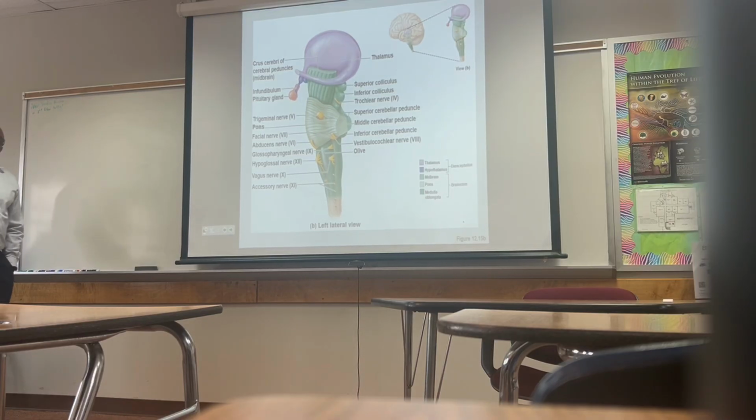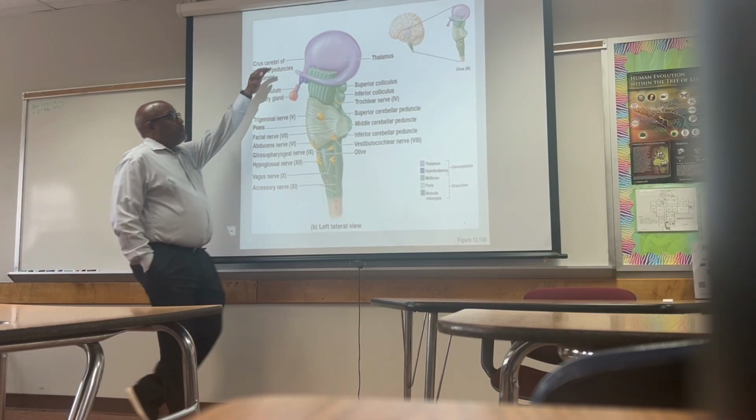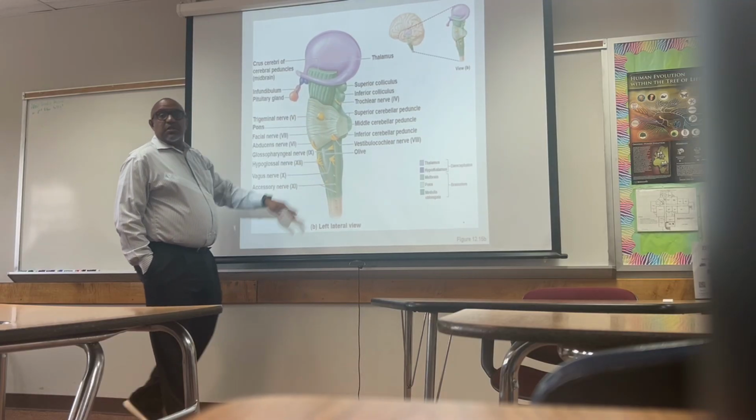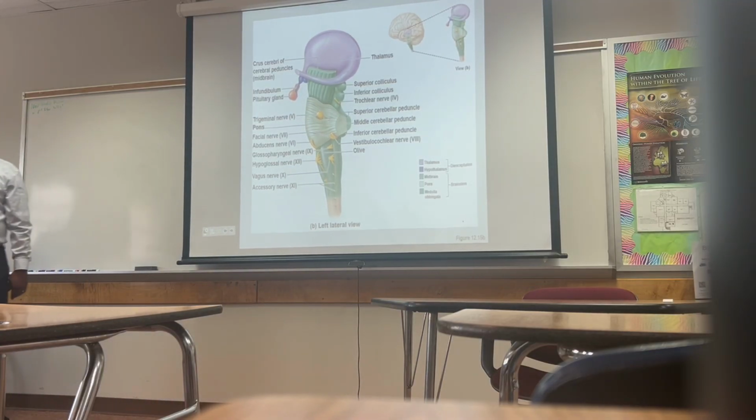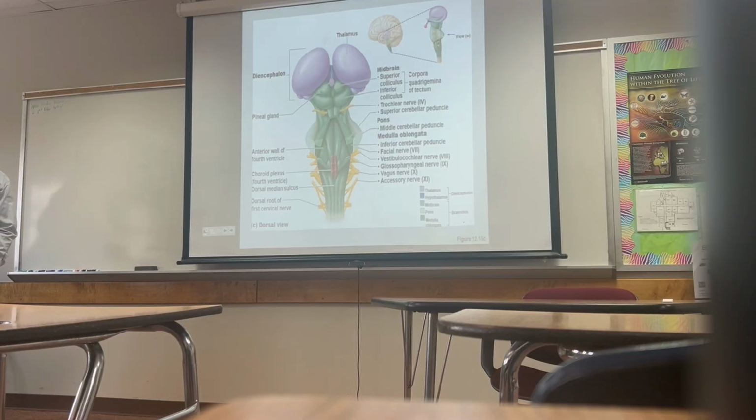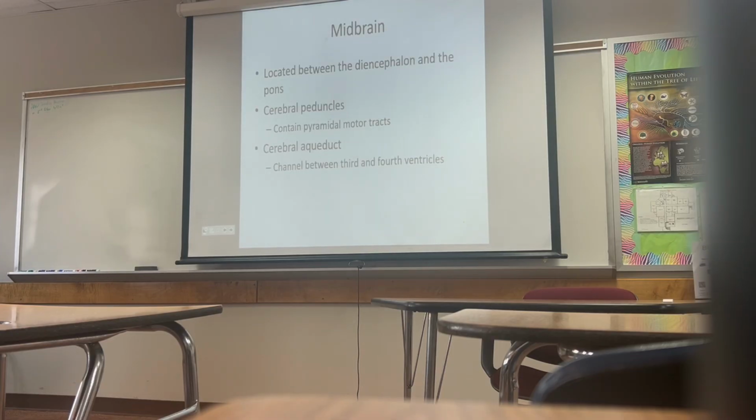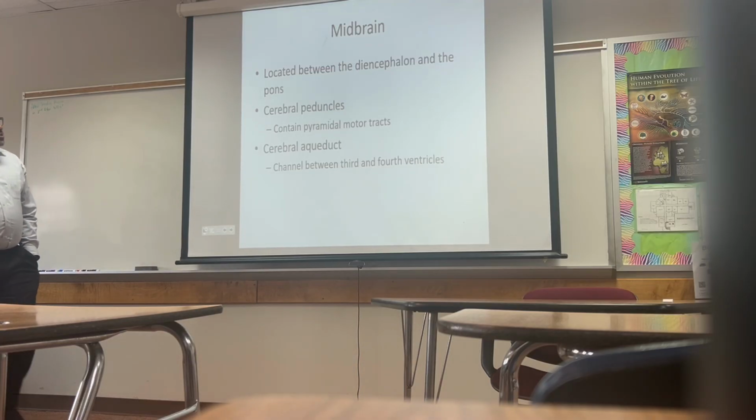Here again, same. Thalamus, midbrain, pons, medulla, all right? And then again, from a different angle, thalamus, midbrain, pons, and medulla, same structures, all right? You should be able to identify that. I don't think the picture's on your test, but knowing those structures, all right? The midbrain tells you what those do.